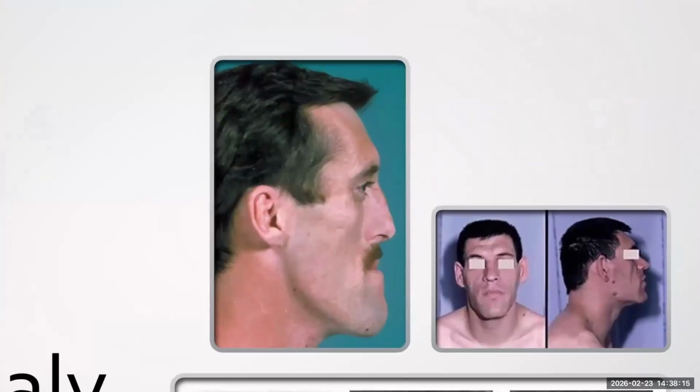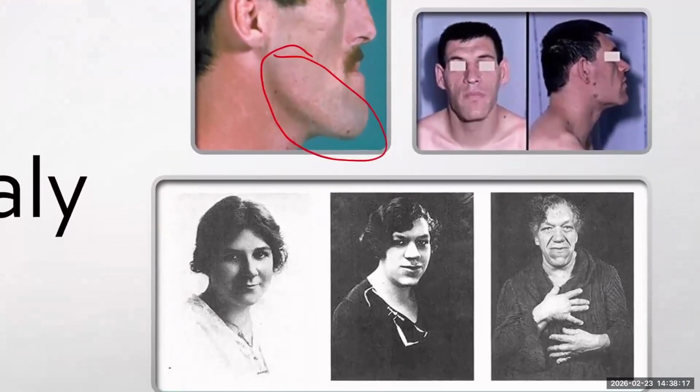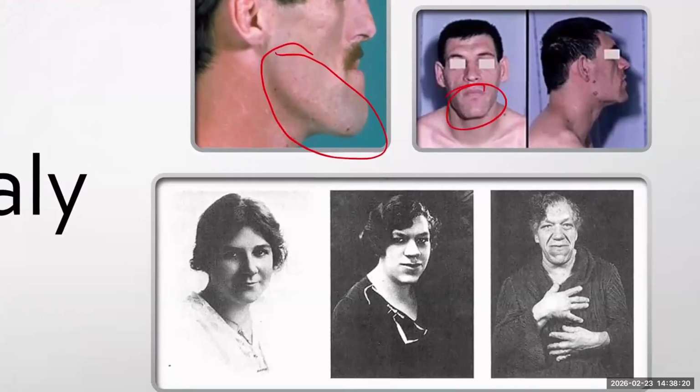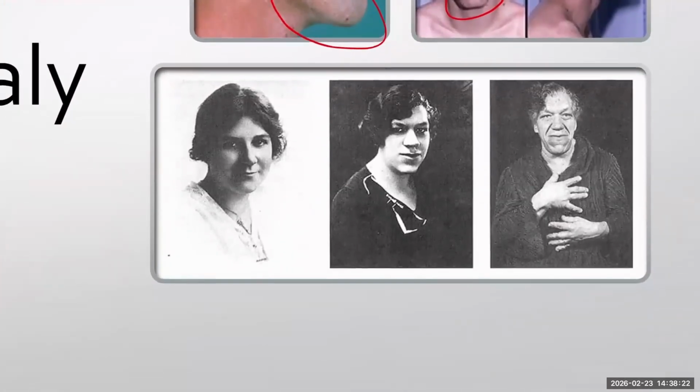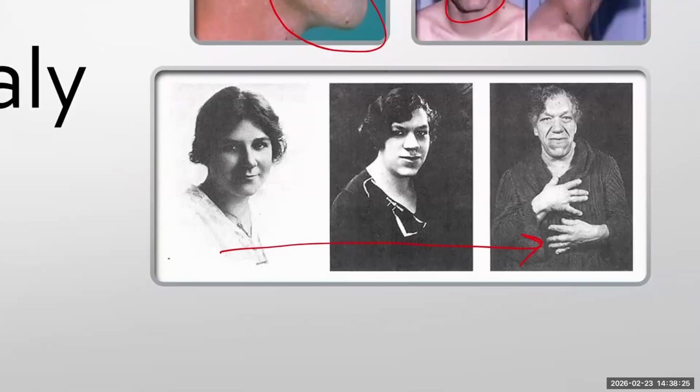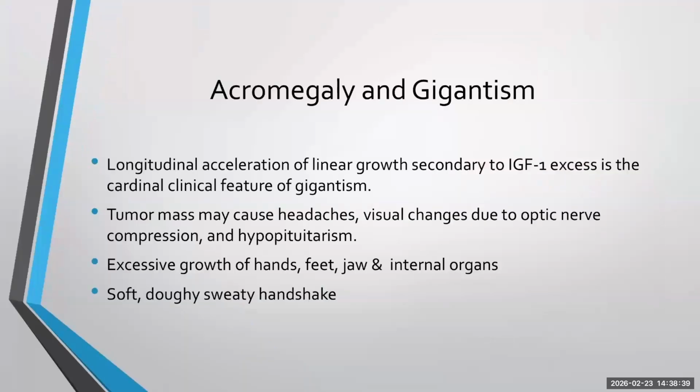So you can see the facial features here, this very, very coarse jaw that forms, these very coarse facial features. You can see this woman here over the years of her acromegaly. You can see the physical features changing, how the size of her hands got very big, the jaw, the mouth, the nose, all those features got very coarse and enlarged due to this acromegaly, too much growth hormone. Again, the key is IGF-1 excess due to the growth hormone excess. Growth hormone causes IGF-1 to be released.